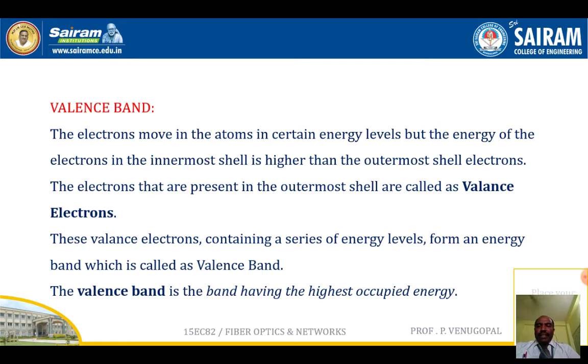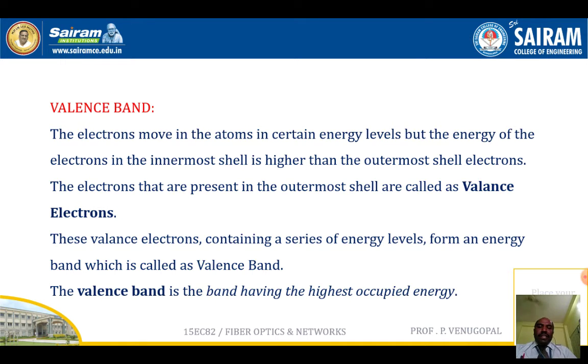Next thing is valence band. As I told you, we have energy bands: one is the valence band, one is the conduction band. In between them, we have the band called the energy gap or forbidden energy band. Let us understand what is valence band. The electrons move in the atoms in certain energy levels, but the energy of the electrons in the innermost shell is higher than the outermost shell electrons. Dear students, in the valence band, the energy of the electrons in the innermost shell is higher than the outermost shell electrons.